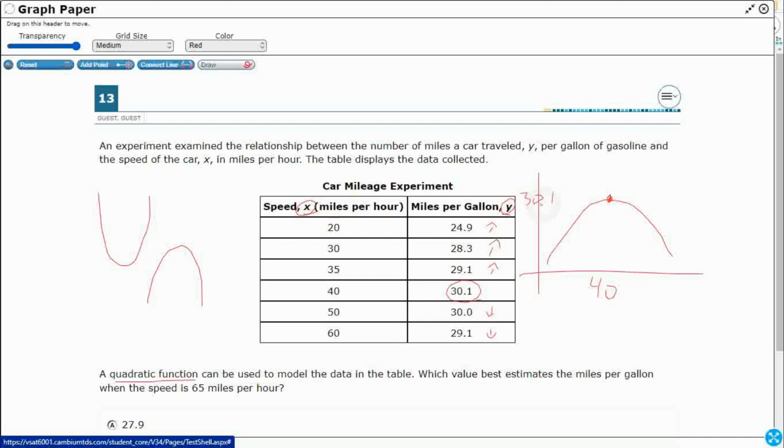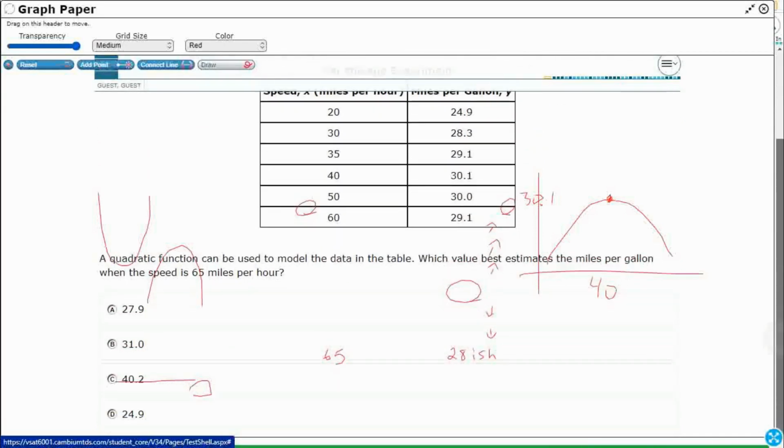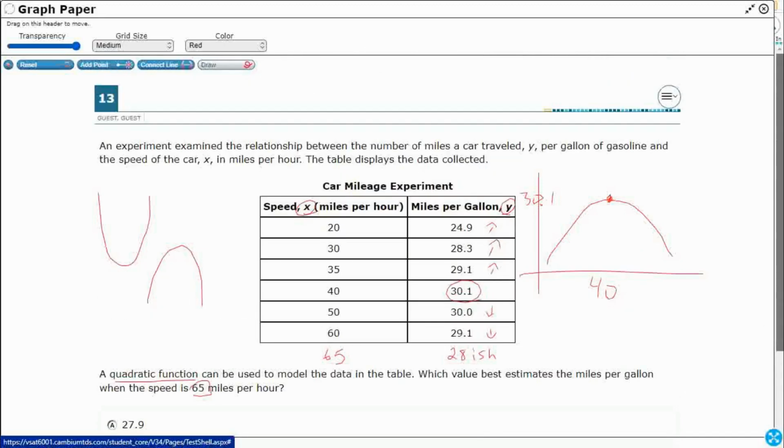Now, what I'm looking for is 65 miles an hour, okay? So it is moving down, so we could guesstimate this is like 28-ish, but we don't really want to ish this one. That 27.9 looks good. But how do we do this for real? I'm thinking maybe it's A. How do we do it for real?